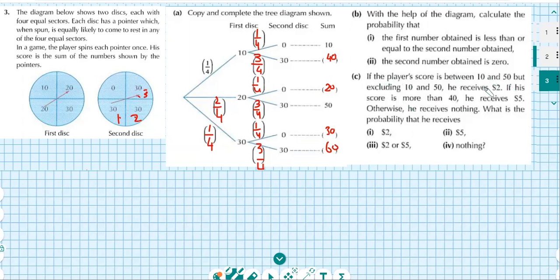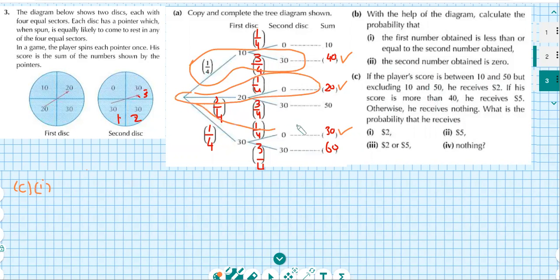10 is not included. So, that is why I didn't choose the first branch. Second one, 40, yes. Then 20, 50. 50 should be excluded, so 30. So there are three branches in which the score is between 10 and 50. So the probability will be, for part C, this branch, this one, and this one.